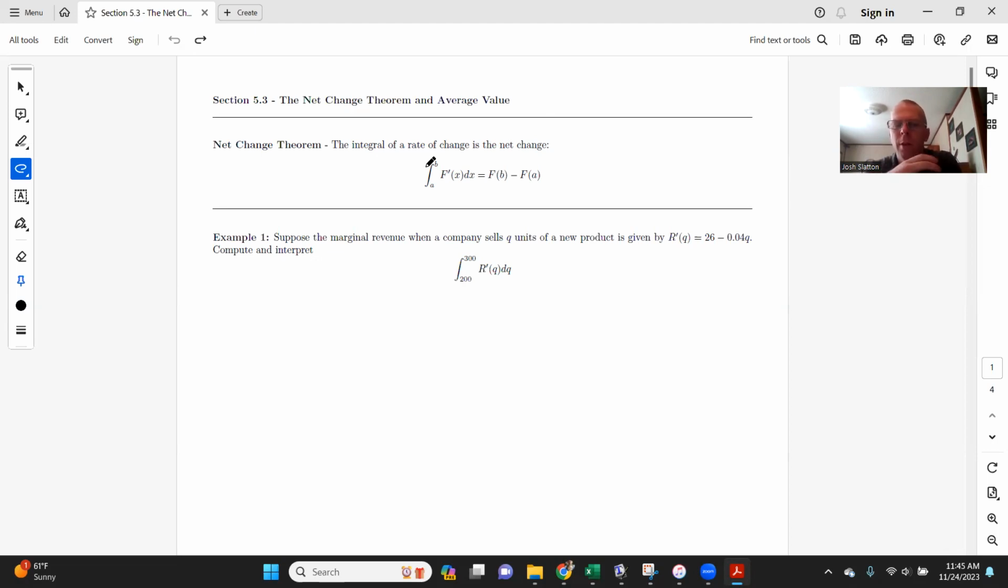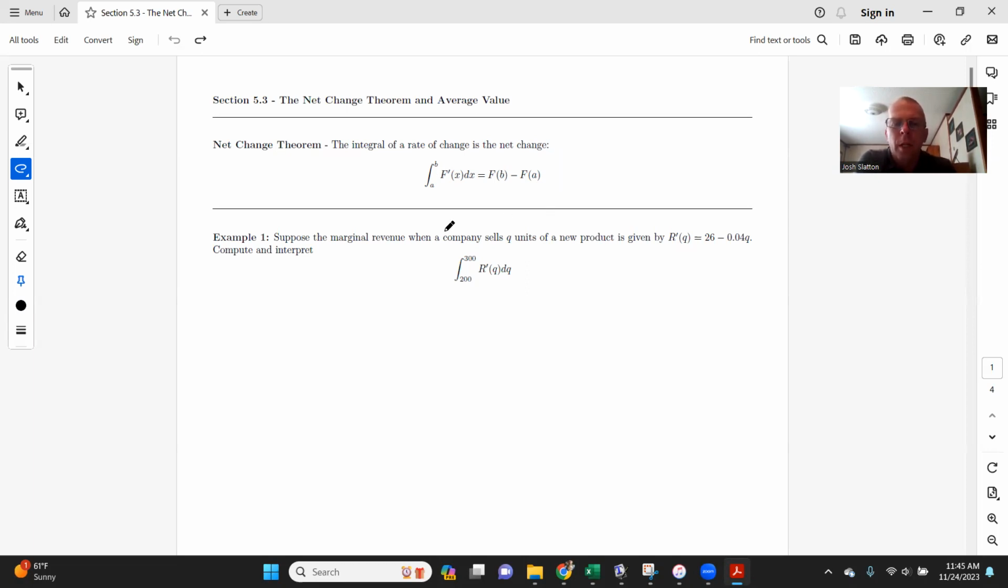And we know, of course, that the derivative of a function tells the rate of change. And so if we want the net change, which would be based on the rate of change, then we can take the antiderivative and then evaluate at the limits. So this is basically just an application of the fundamental theorem that we've talked about before. So let's look at an example here.